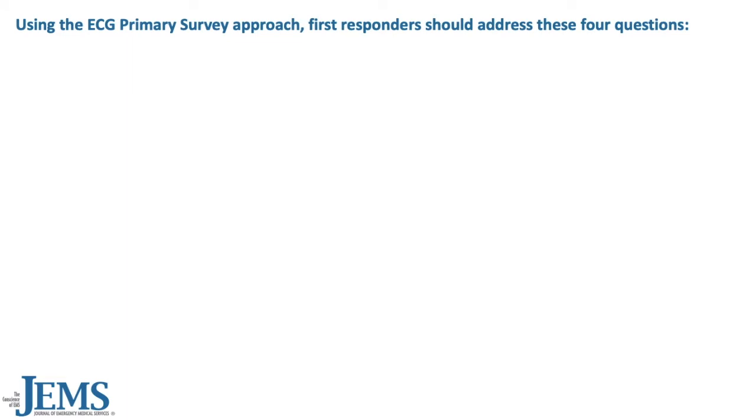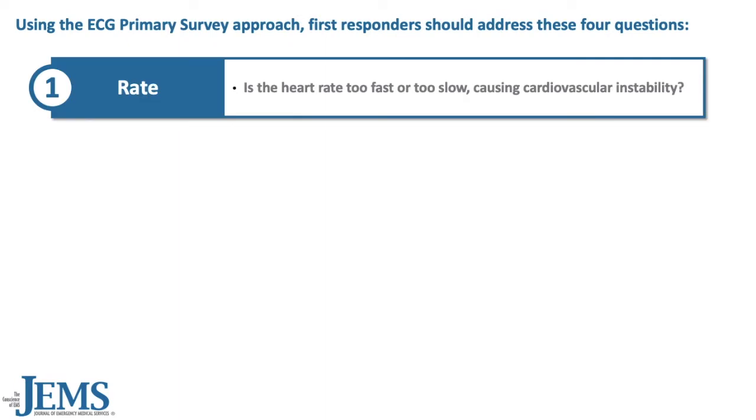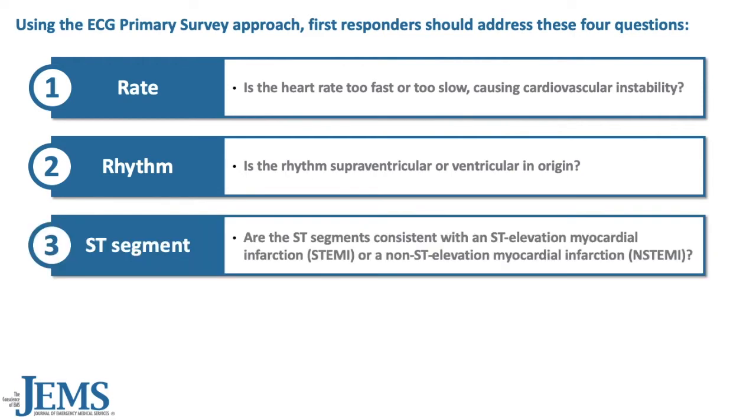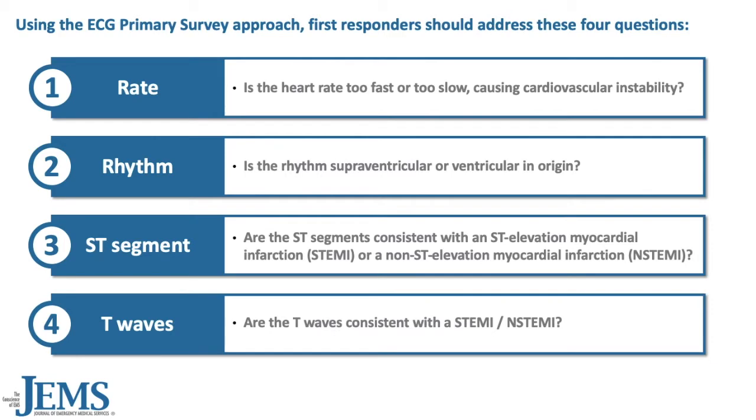As we examine this patient's ECG in the context of a primary survey, we'll be seeking to answer these 4 questions. First, the heart rate. Is the rate too fast or too slow, causing cardiovascular instability? 2. The rhythm. Is the rhythm supraventricular or ventricular in origin? 3. The ST segments. Are they consistent with an ST elevation myocardial infarction, STEMI, or a non-ST elevation myocardial infarction, NSTEMI? And lastly, are the T waves consistent with STEMI or NSTEMI? So that being said, let's start by determining the rate.